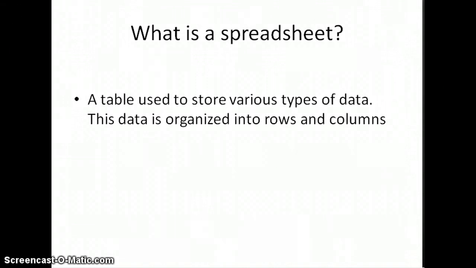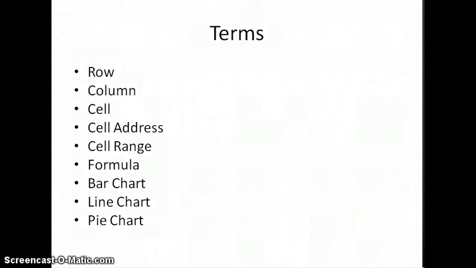So, when you're looking at a spreadsheet, think of it like a bunch of addresses or homes or little cells. Each cell in a spreadsheet will contain different types of information that you will use to organize or to store data. Here are some of the terms that we're going to go over: row, column, cell, cell address, cell range, formula, bar chart, line chart, pie chart. This lesson is broken up into two parts, so we may not cover each term during the first part, but we will get to it.